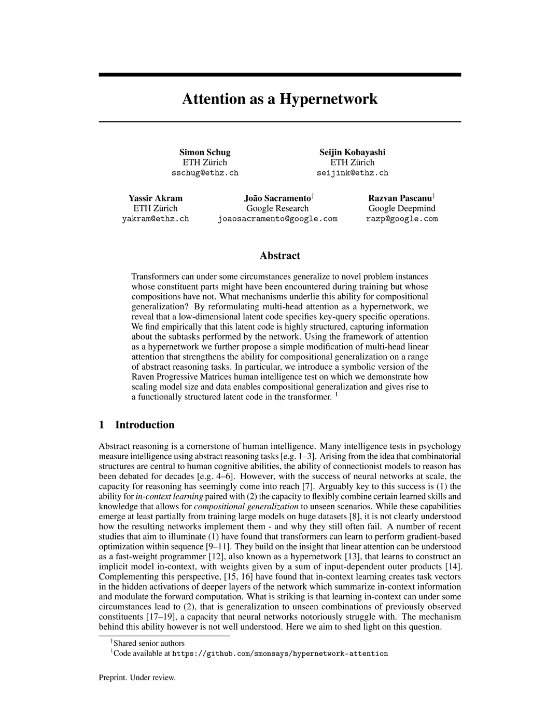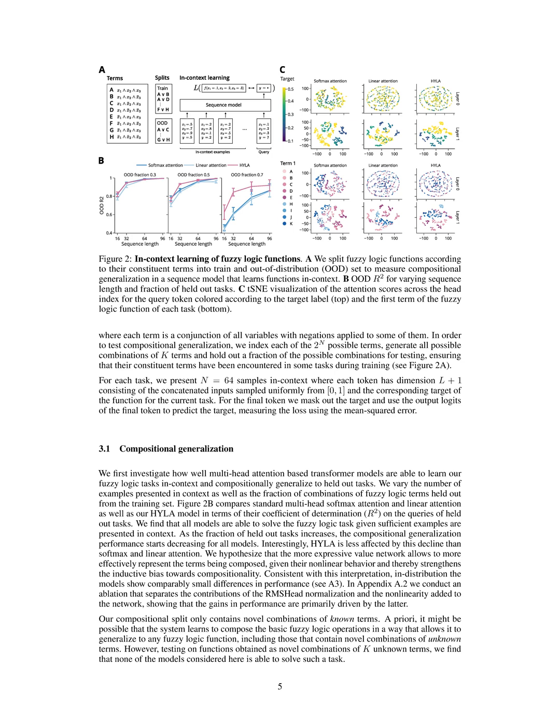The paper focuses on understanding how transformers can learn to perform gradient-based optimization within sequences, and how in-context learning can lead to generalization to unseen combinations of previously observed constituents. The authors aim to investigate the structure of the latent code in multi-head attention models and how it relates to the tasks being solved, such as abstract reasoning tasks and fuzzy logic tasks.